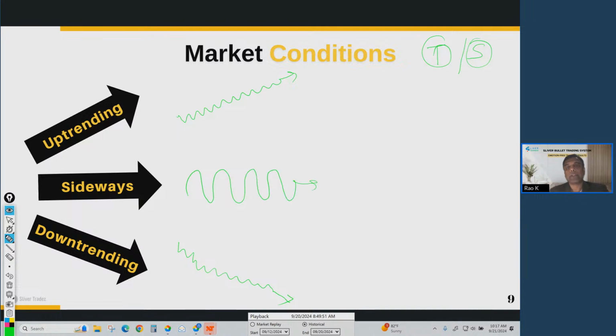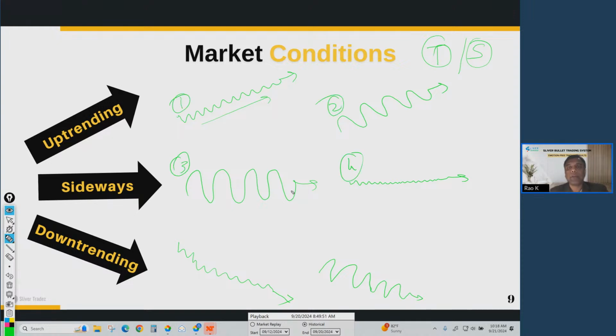Even in an uptrending market, the market could be making swings and moving up. The downtrending market could also be making swings and moving down. And the sideways market could be in a very narrow range, almost flat, moving like this. So let me number them: 1, 2, 3, 4, 5, and 6.